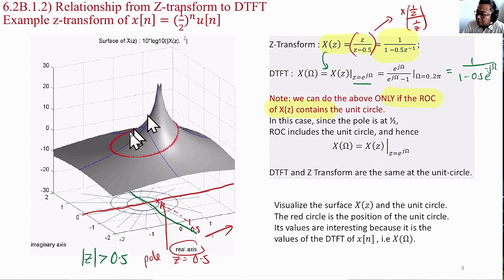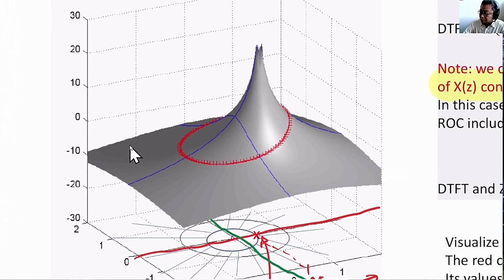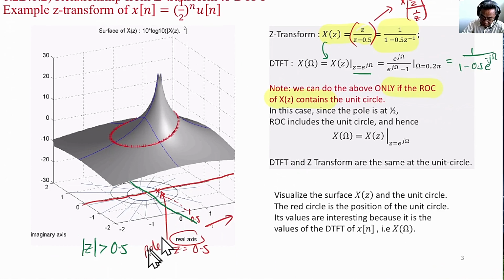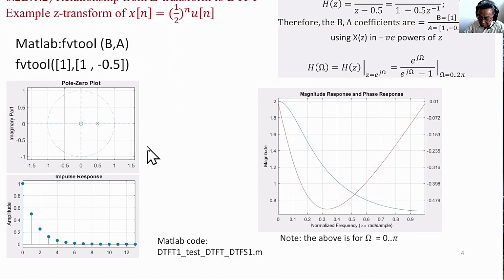Now let's see the relationship graphically. The z-transform is a three-dimensional shape. The DTFT is only the values on this red circle, and this red circle also forms a shape. So you should be able to extract these values and plot the shape. How does the shape look?